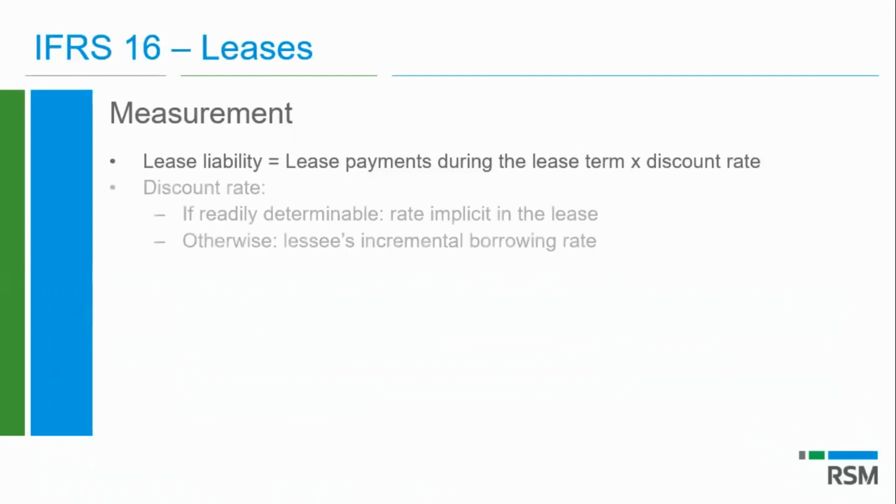What the discount rate is is quite important to know. Either, if it is readily determinable, it is the rate implicit in the lease. I have not seen that too often in practice, and most people are going for the lessee's incremental borrowing rate. What that means is, what is the rate that you as the customer could borrow from your finance providers to buy a similar asset over similar terms. So that would be the lessee's incremental borrowing rate that would be used as a discount rate if the rate is not available in the lease.